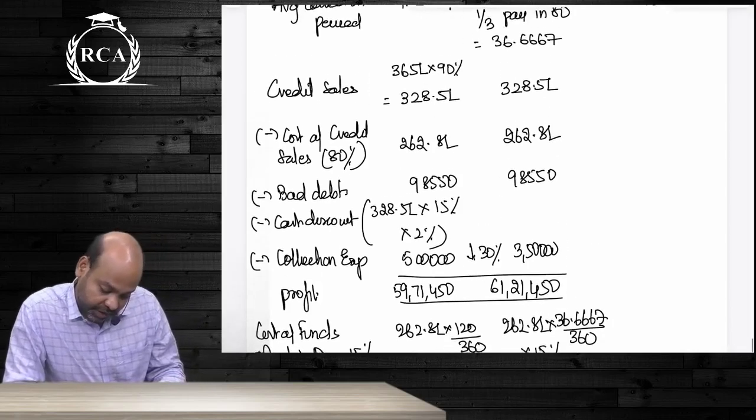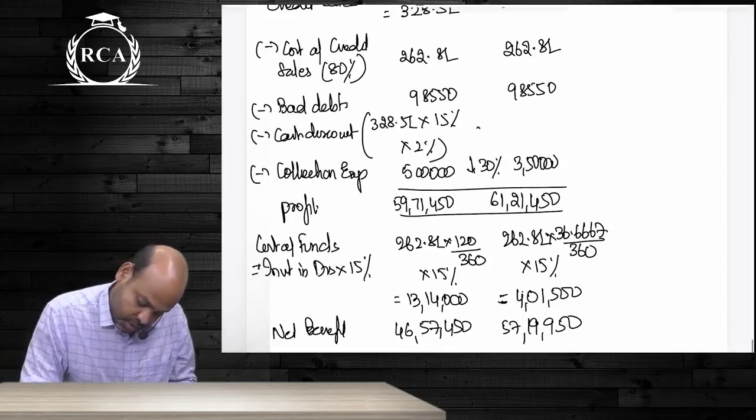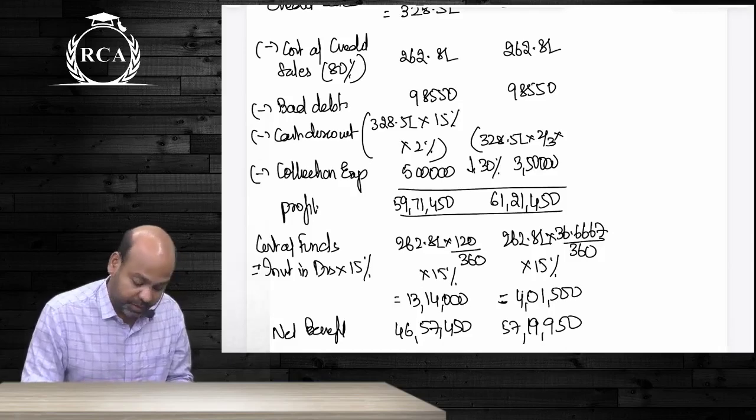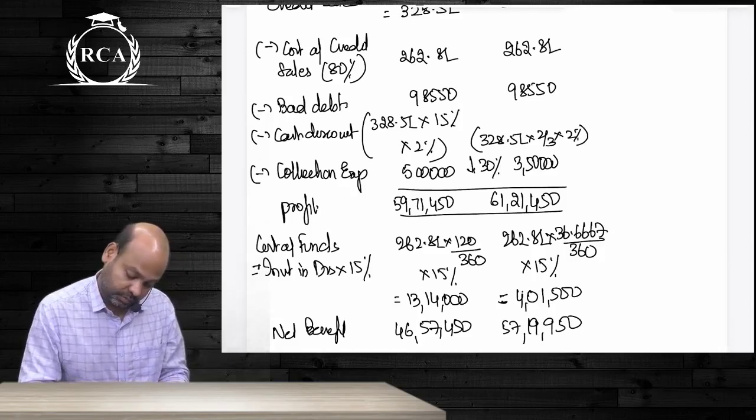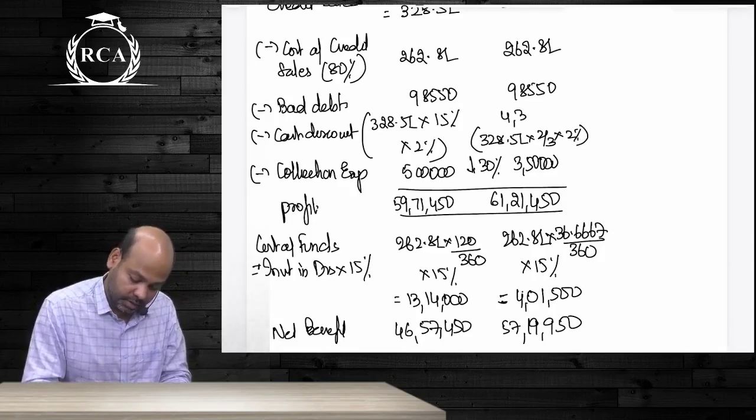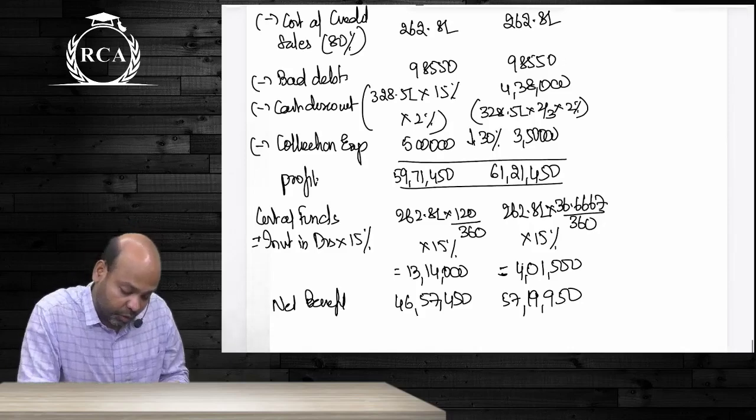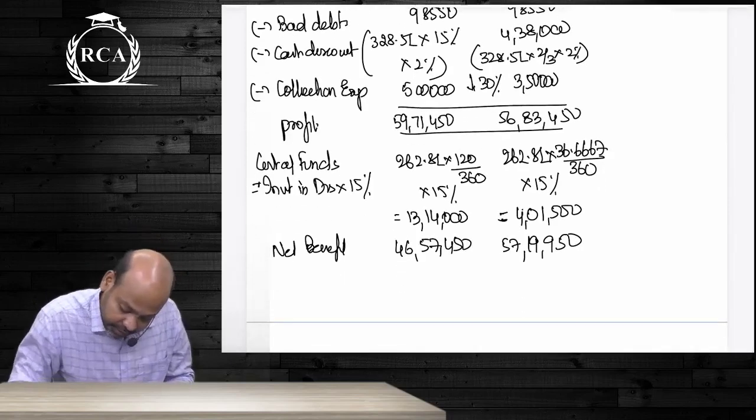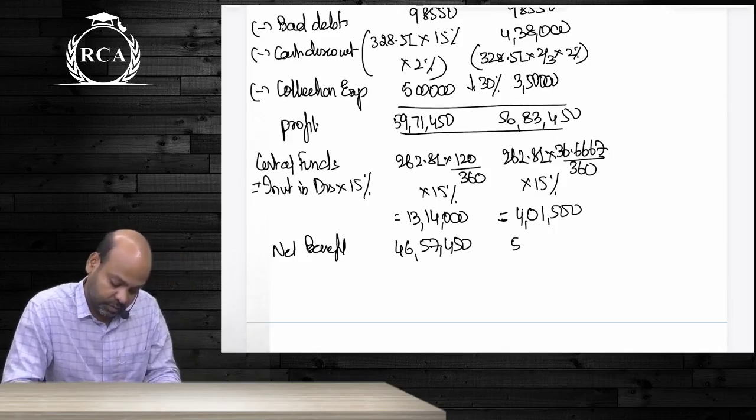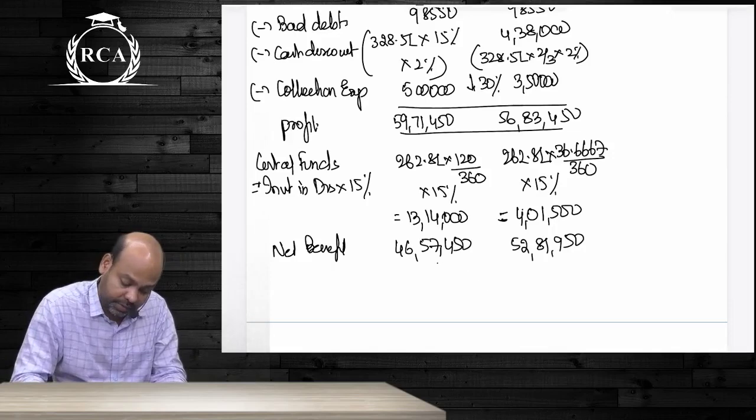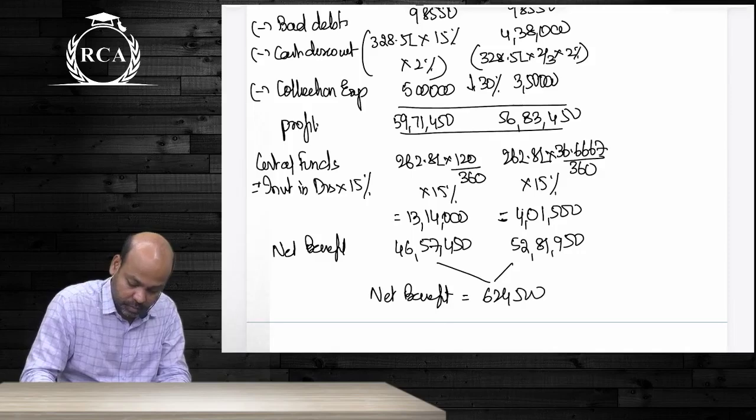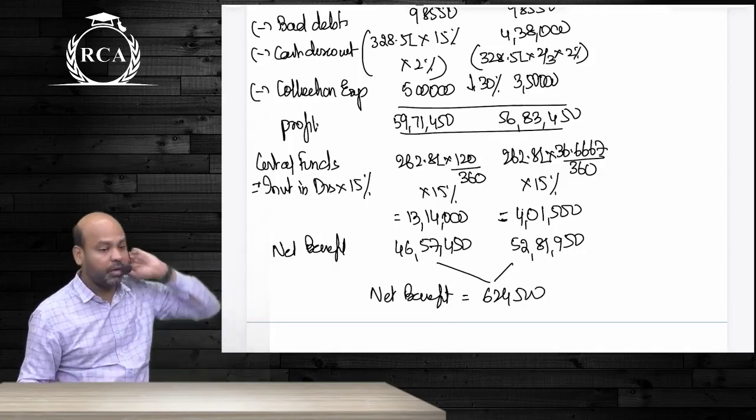What is the percentage of credit sales, beta, that are availing this? So 328.5 lakhs into 2/3 into cash discount percentage, 4 lakh. From this 61 lakh 21,450, remove 4 lakh 38,000. 5683. From that remove 4 lakh 1,500. Now take the difference, guys. Answer to the first bit.